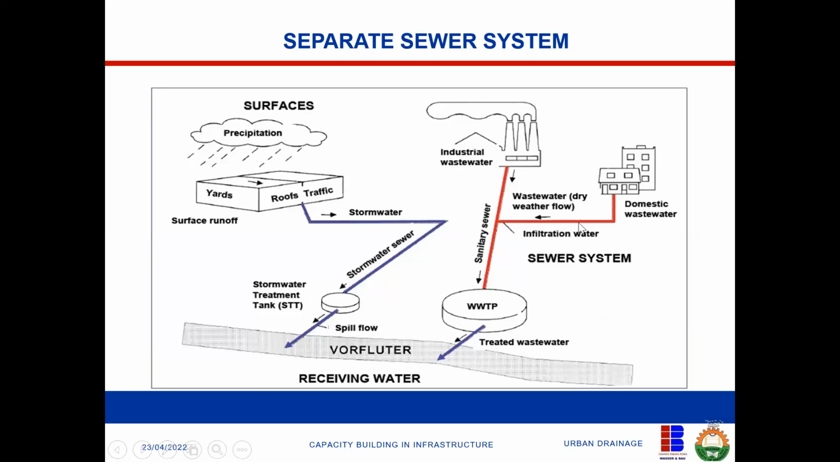Then the separate sewer is now your domestic wastewater, and domestic wastewater from industries. They will flow through a sanitary sewer or foul sewer or just simply sewer. Plus infiltration water will join.